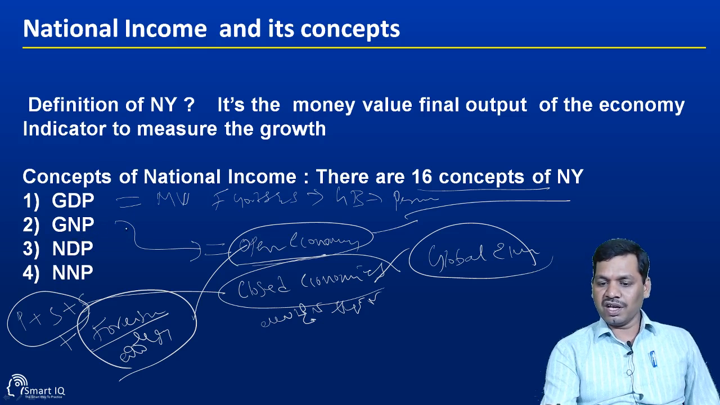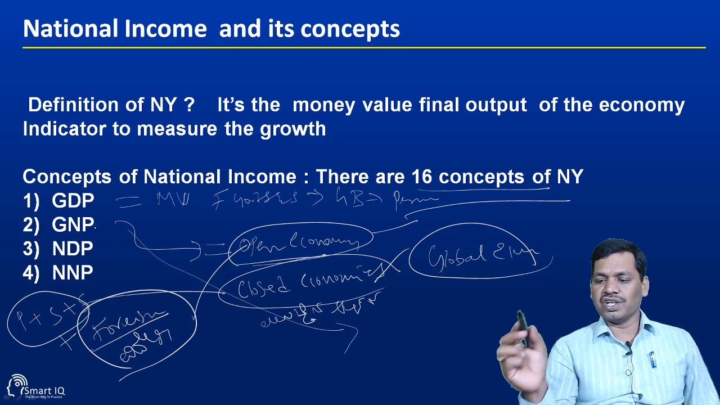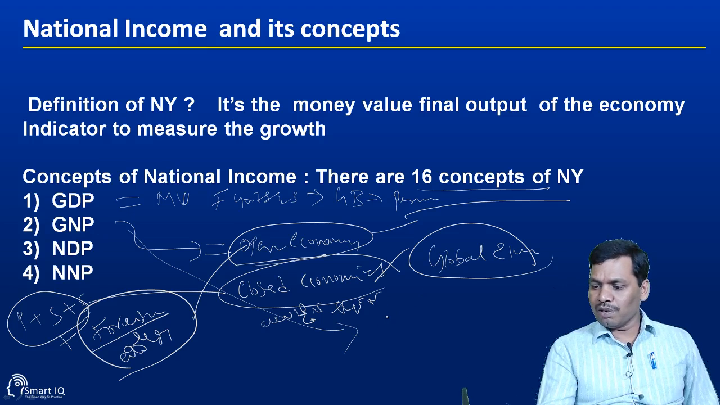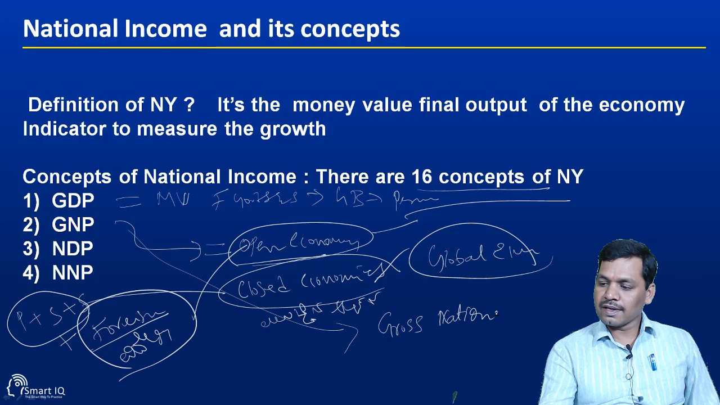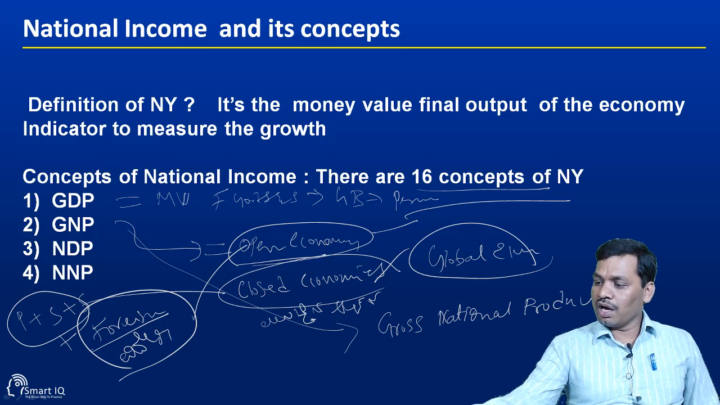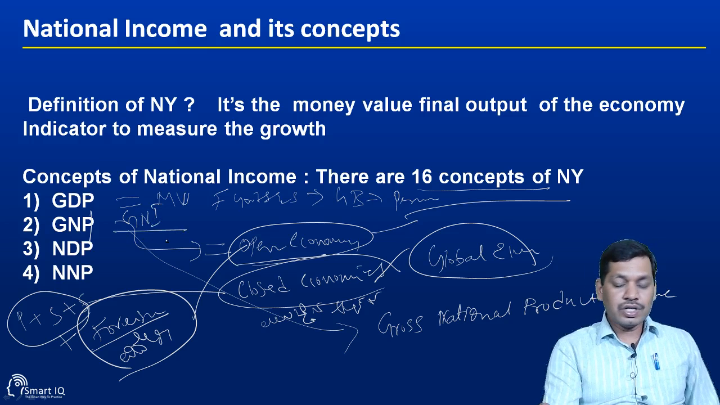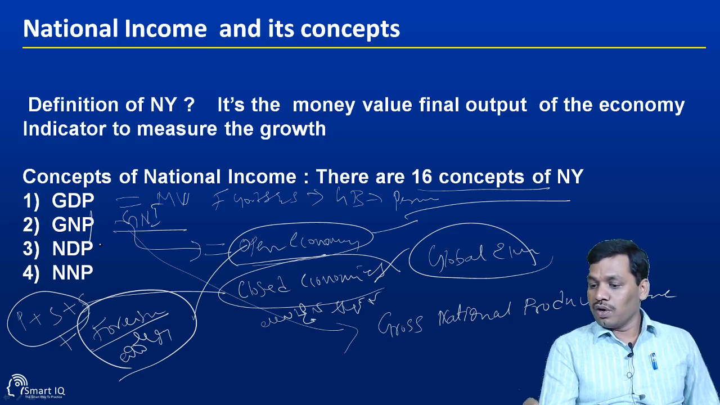We are learning the second concept. Very simply, after knowing GDP, you can easily estimate GNP. GNP is the full form of gross national product. This can be called gross national product or gross national income also. GNP is similar to GNI. Sometimes people use the buzzwords GNI and GNP, and both are the same. This is GNP, the income of a country in the open economy.